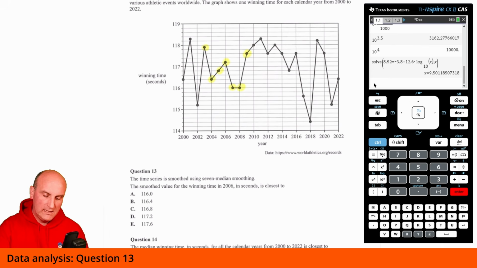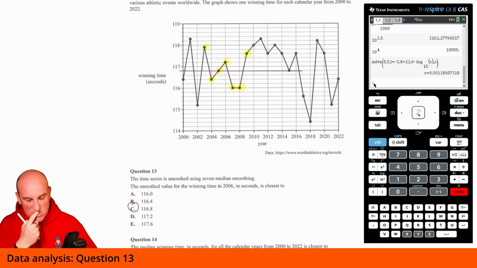Now what I do, and this is really hard to do on here, guys, is I'm going to take a ruler, and I'm effectively going to move that ruler up and down and see where my middle dot is vertically, because it wants the median winning time. So moving this up, I've got 1, 2 dots there. There's my 3rd dot, and there's my 4th dot. Now again, because I want 7 median smoothing, I'm looking for that 4th dot up. 1, 2, 3, 4, and I've now got to read off where that is. Now again, it's going up in 0.2, so knowing the scale gives me 116.8. So in which case, I'm going to say it's C is my correct answer.